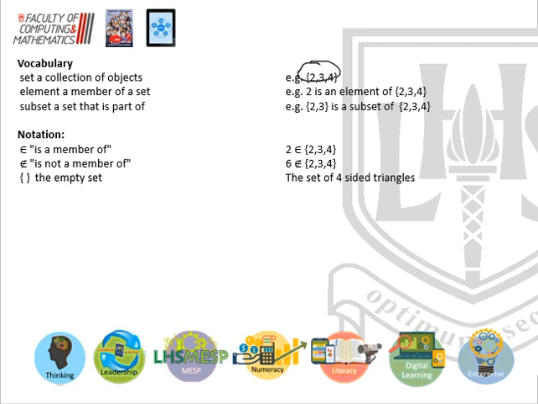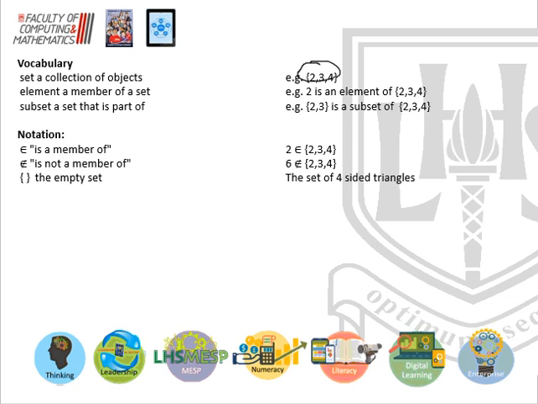Okay, so the notation, this ∈ means that it's a member of that set. So 2 is a member of 2, 3, 4. 6 is not a member of 2, 3, 4. And then if you just have two curly brackets, that's the empty set. So the set of four-sided triangles would be the empty set. Okay, another one could be the set of first years taking higher maths. There's no first years taking higher maths, so that would be an empty set.